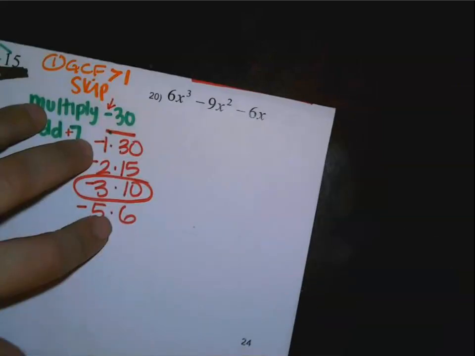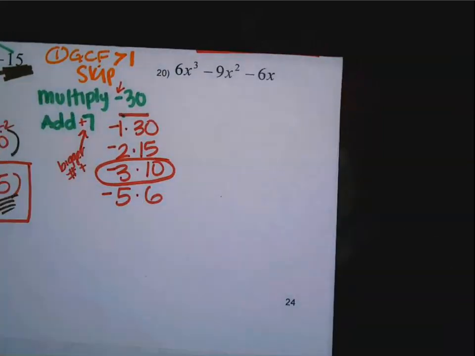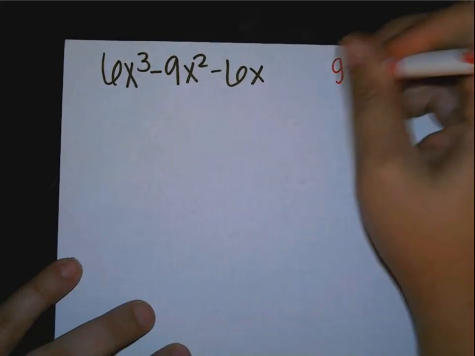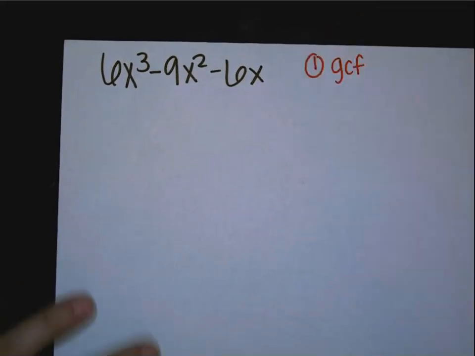Okay, so let's go ahead and take a look at the next problem. So we have 6x cubed minus 9x squared minus 6x. I'm going to rewrite it so I have more room here. So the very first step is to look for a GCF. So that's always step 1.